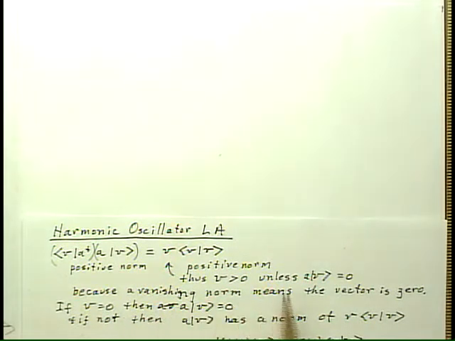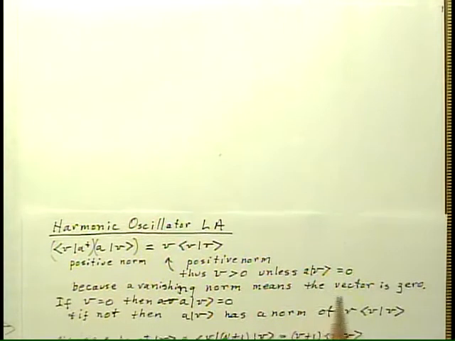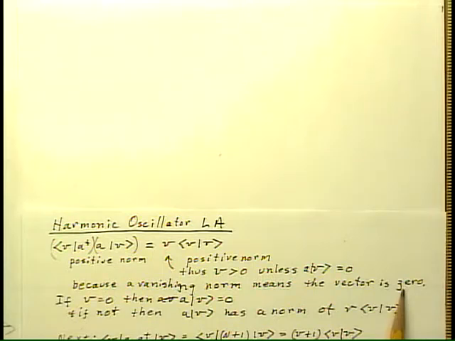And it can be 0 only in the case that A on nu gives 0, because a vanishing norm means that the vector itself is 0.